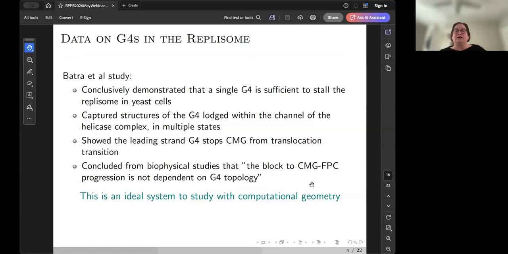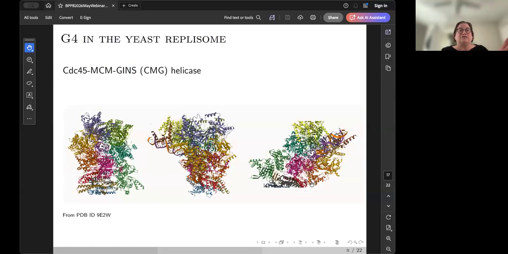doing that translocation. And one of the things they conclude from their biophysical work is that it's really not dependent on G4 topology. But one of the things that I was emphasizing earlier is that those topologies are, in fact, quite different. And so this is an ideal system to study with the computational geometry. I'm going to very quickly roll through this in the interest of time.